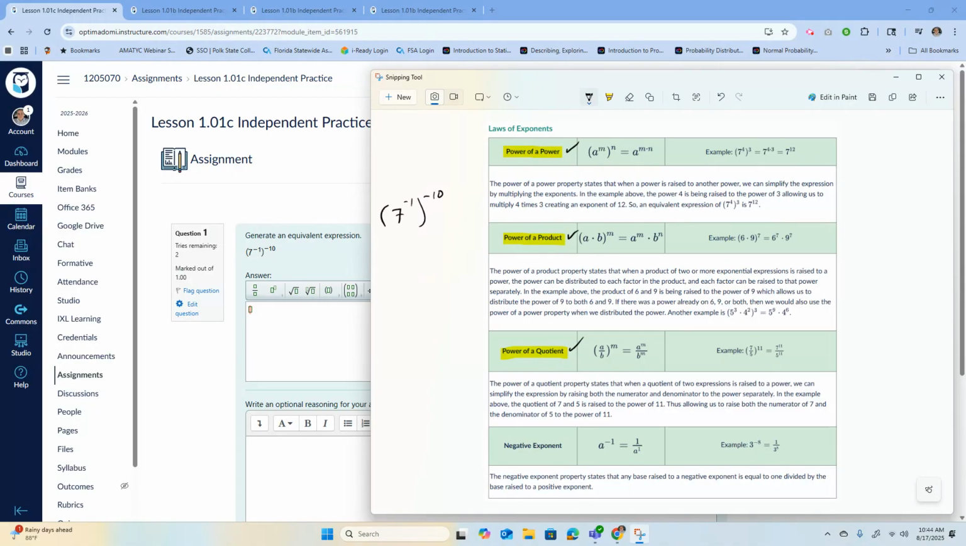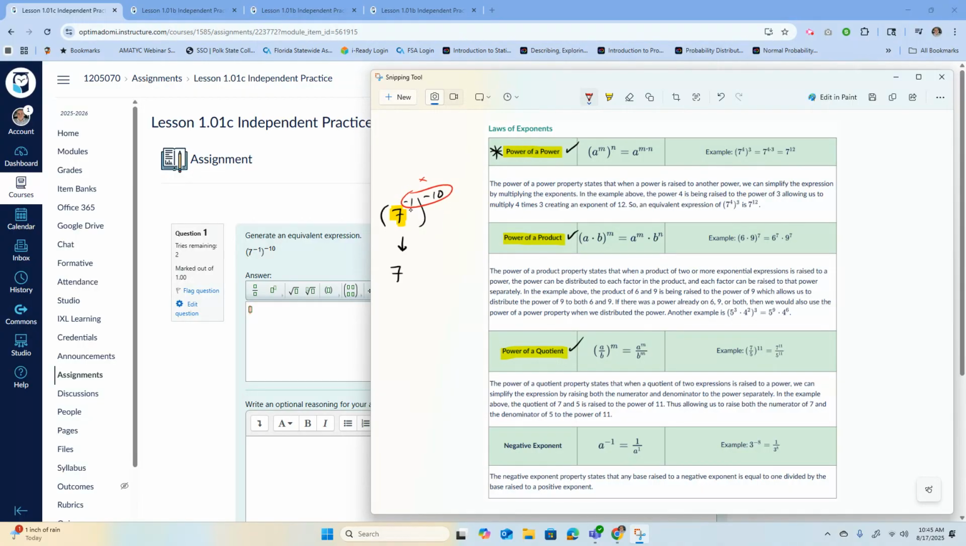In this problem, if you look inside the parentheses, you're going to see that we only have one base. Okay, and when you only have one base, you're working with the power of a power rule. Basically that rule says every time you have a base that contains an exponent raised to another exponent, you're going to keep the base. I'm going to keep the 7 because 7 is my base. And what I'm going to do is multiply the exponents.